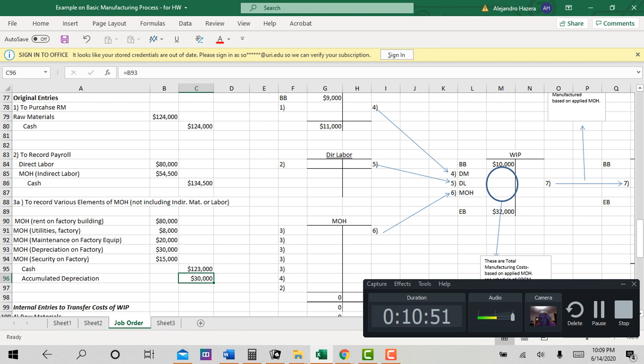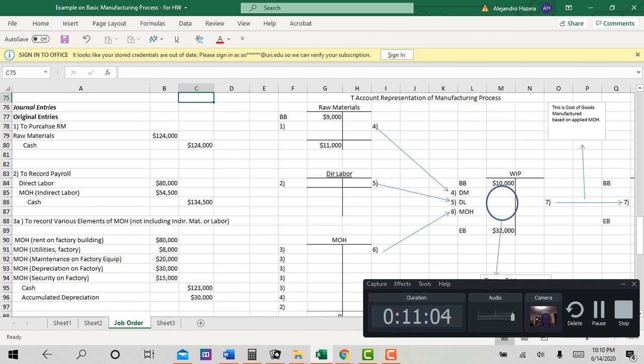Now let's go ahead and post those entries. Basically, you need to post the debits. The credits are either cash or accumulated depreciation. I don't care about those accounts right now. Let's go ahead and post the debits. Okay, so the first debit is going to be the raw materials, and that is going to be for 124,000. Those are the raw materials that were purchased. Okay, and so we've taken care of that debit right there.